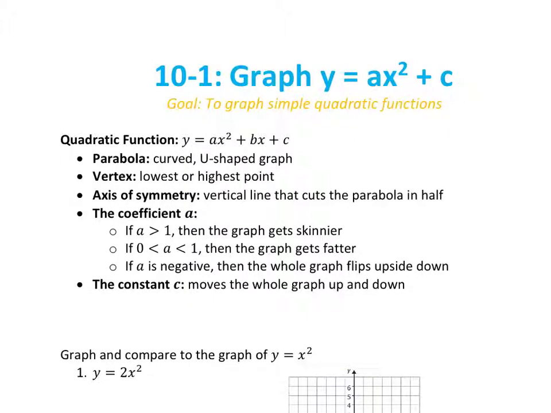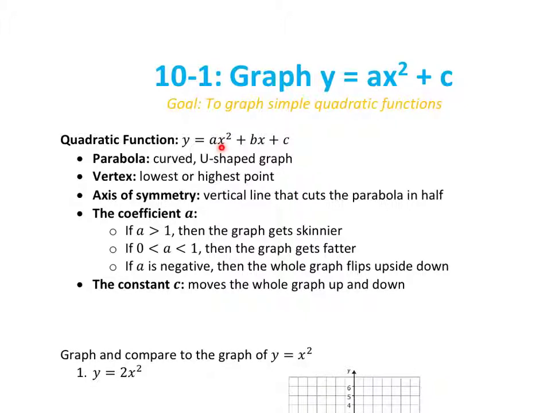Hey team, so chapter 10 here is about quadratic functions. Quadratic functions are very similar to what we've already been working with, polynomial functions. What's different about quadratic functions is that there are two variables, so we have a y and an x. That's a function because it has both an x and a y in it.